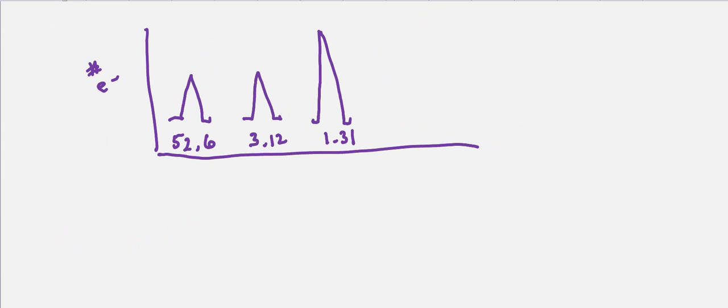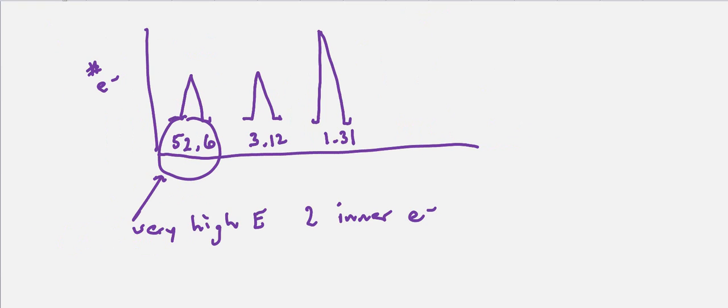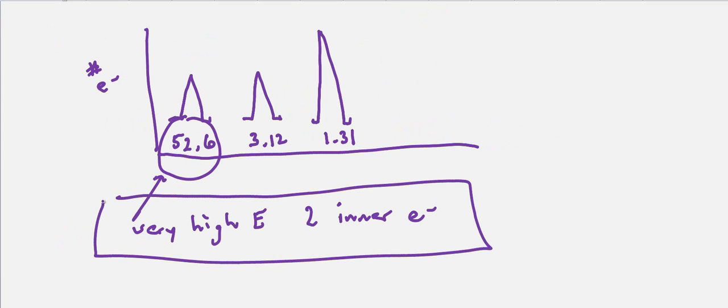Let's try one last example going in reverse. If we have some photoelectron spectroscopy data, can we determine the atom represented by this data? To start, we see we have very high energy of 52.6. That represents our 2 inner electrons. This would be 1s2.